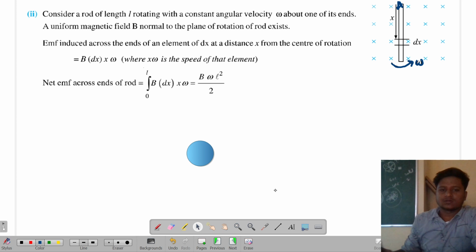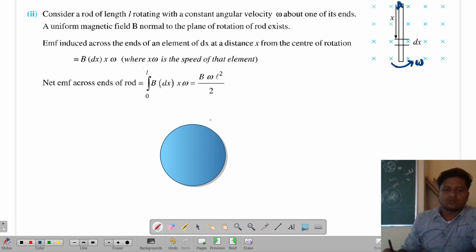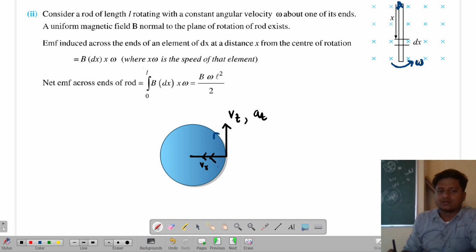Let's suppose a particle is moving in a circular motion. How many kinds of velocities are there? Two: radial velocity and tangential velocity. Right or not? How many kinds of acceleration are there? Two kinds: tangential acceleration and radial acceleration. Right or not? Yes or no? What is the equation of velocity?